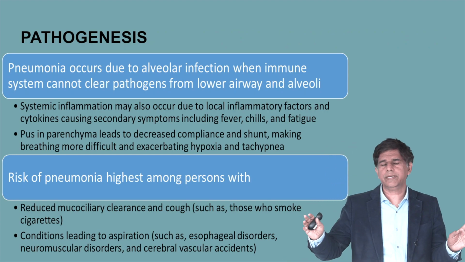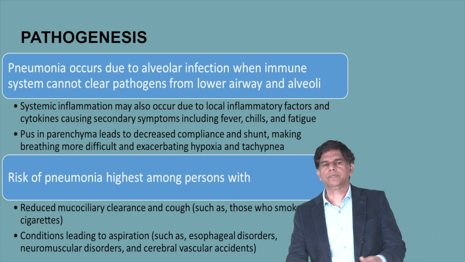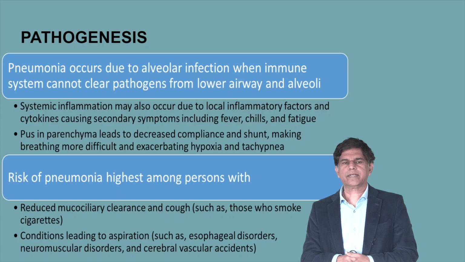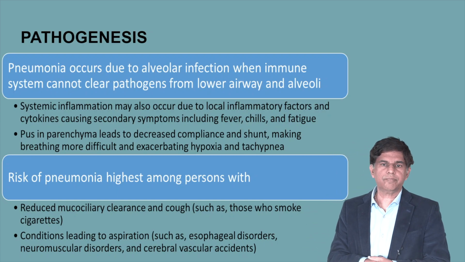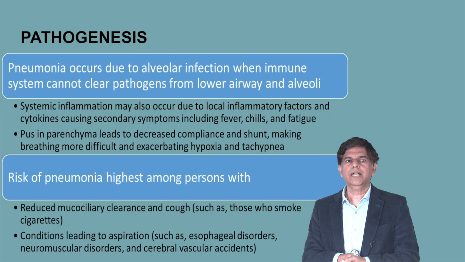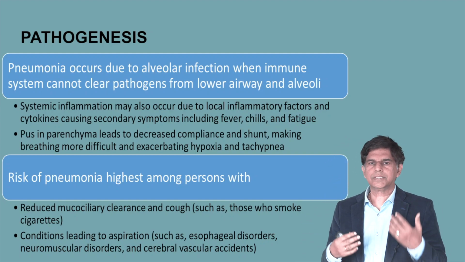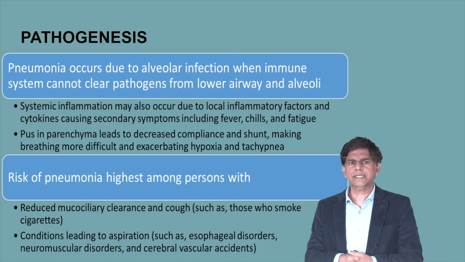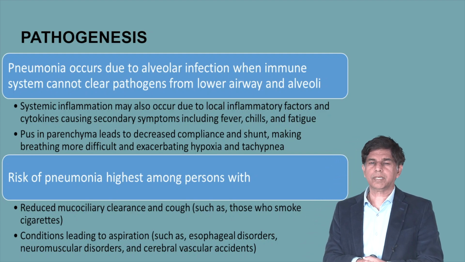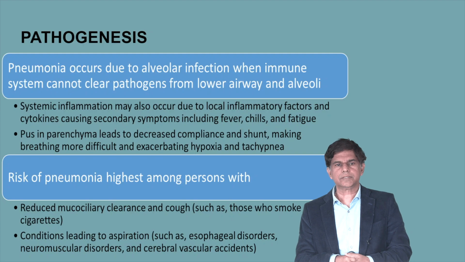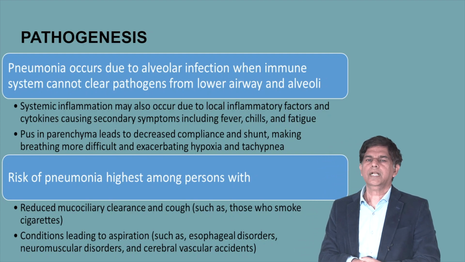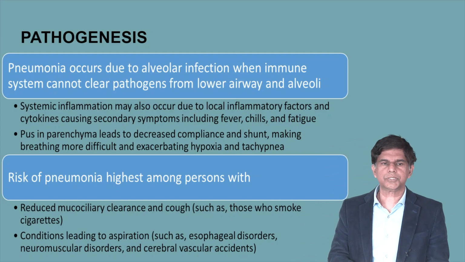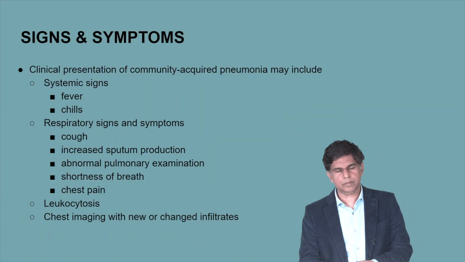What is the pathogenesis, a little bit? Pneumonia occurs, there's an alveolar infection when the immune system cannot clear the pathogens, right? Systemic inflammation, local inflammation factors, cytokine storm, and causing secondary symptoms like fever, chills, fatigue. Pus in the parenchyma leads to decreased compliance, and then shunt in the perfusion, ventilation, making breathing more difficult. Risk of pneumonia is highest among persons with reduced mucociliary clearance, like people who have cystic fibrosis, those who smoke, where the ciliary mechanisms are affected, and conditions leading to aspiration such as esophageal disorders, neuromuscular disorders, and cerebrovascular accidents.